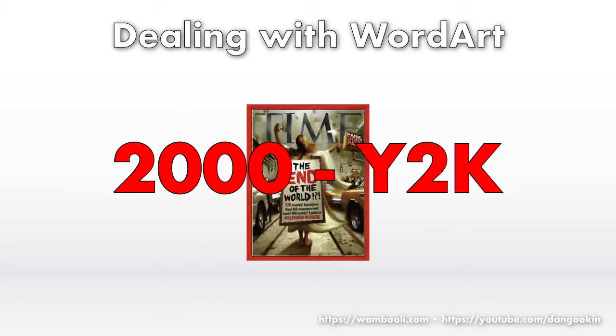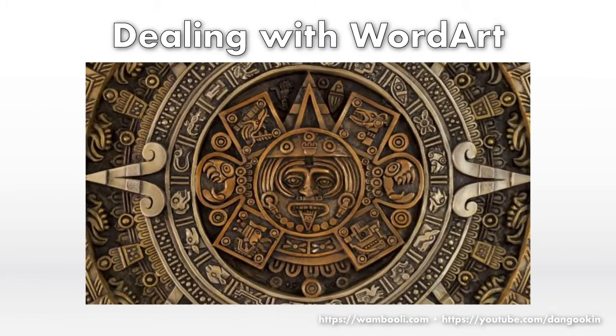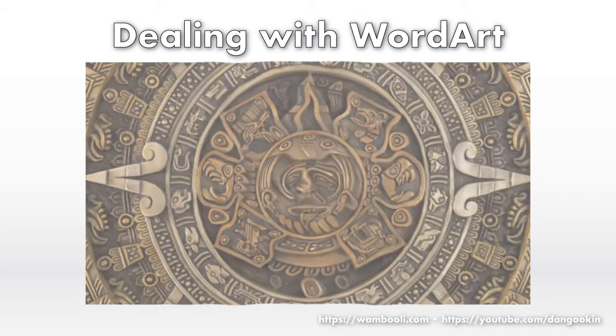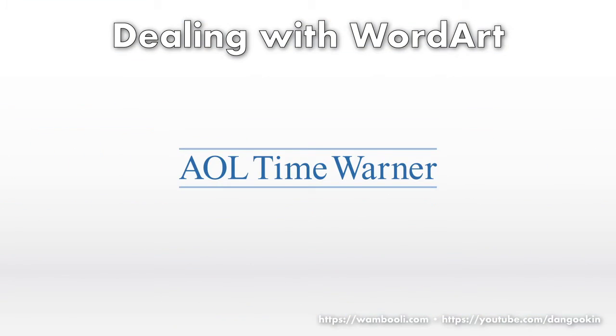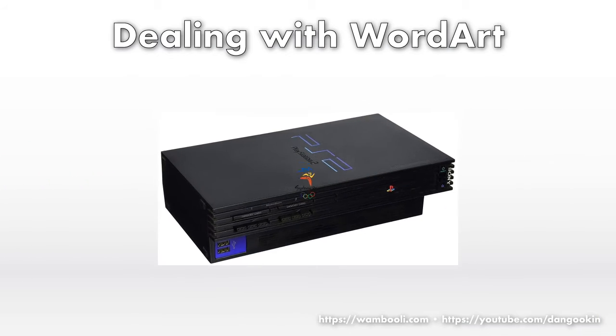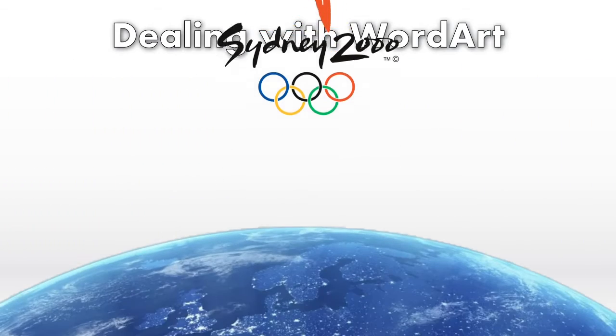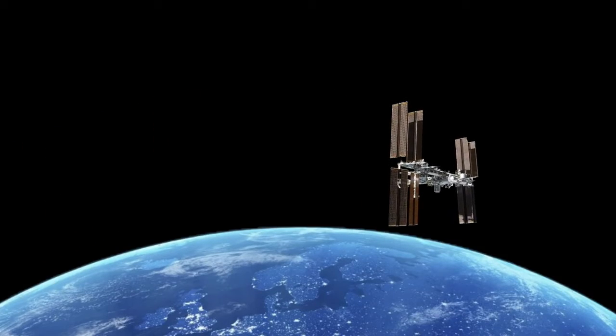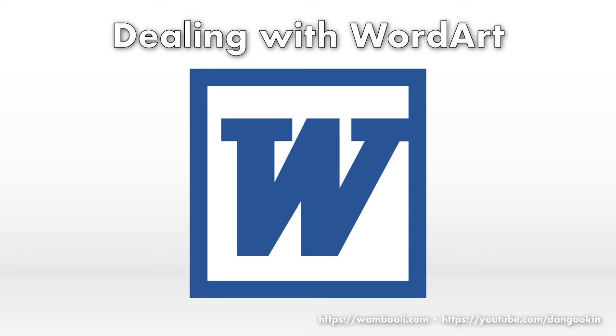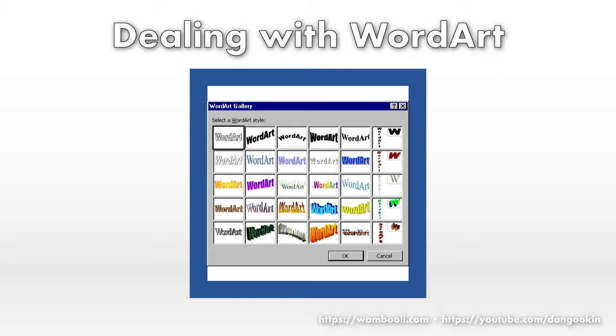It was the year 2000, Y2K, and no, the world didn't end. AOL purchases the media giant Time Warner for $162 billion. PlayStation 2 is released. The 2000 Summer Olympics are held in Sydney, Australia. The International Space Station opens its doors to the first residential crew. And a new version of Microsoft Word introduces the WordArt feature.